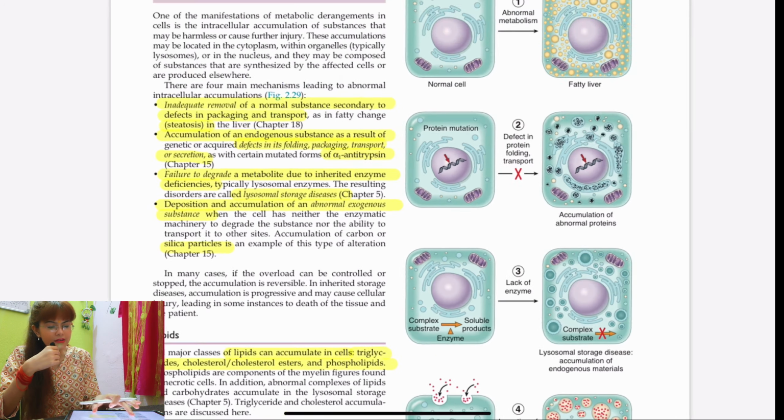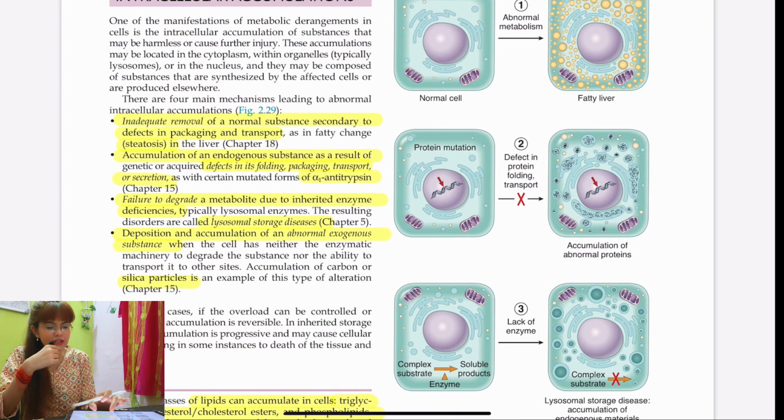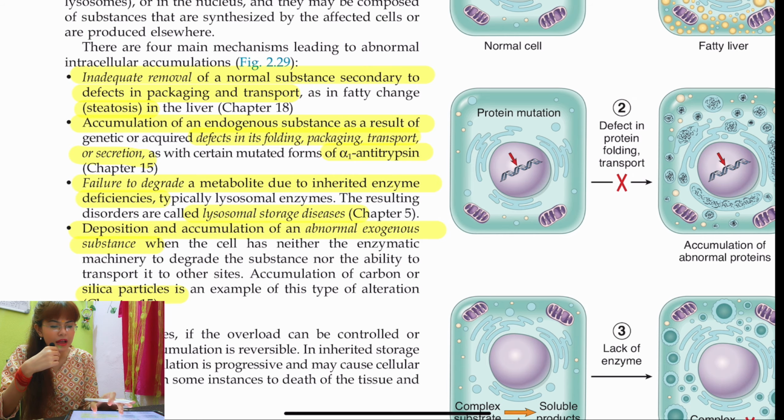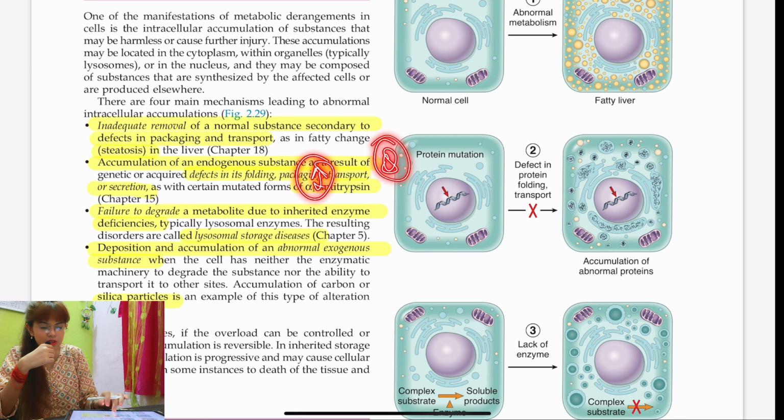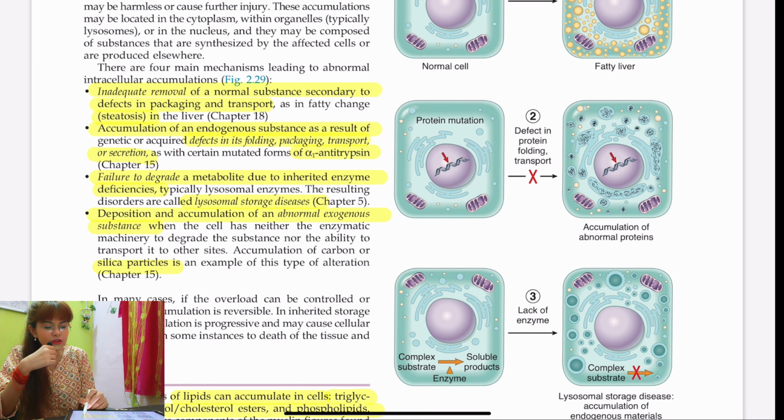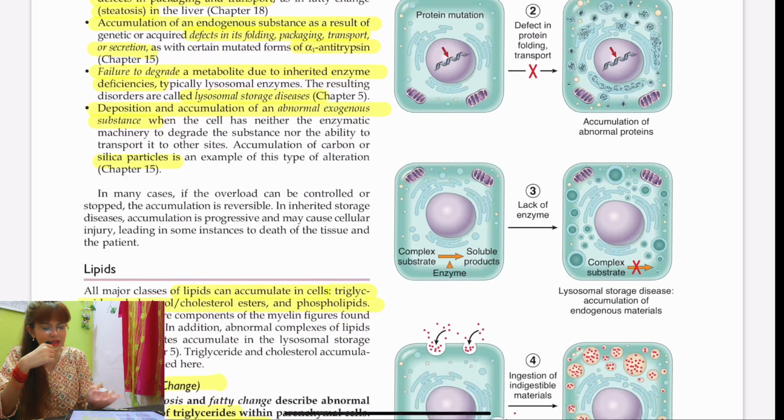Okay, now intracellular accumulation, this is a very easy topic. There are some kinds of accumulations which keep happening, either because of inadequate removal, or accumulation of an endogenous substance as a result of defects in its folding, packaging and transport or secretion, like in the case of alpha-1 antitrypsin. These mechanisms and their examples are important. You must link both of these and this can come as an MCQ. Okay. Failure to degrade a metabolite, like in lysosomal storage disorders, and abnormal exogenous substances like silica particles.